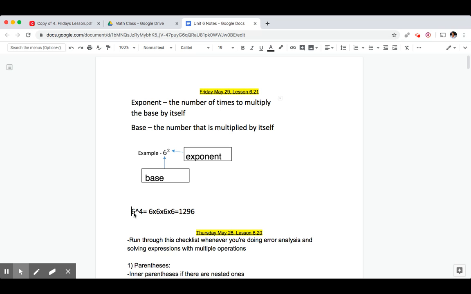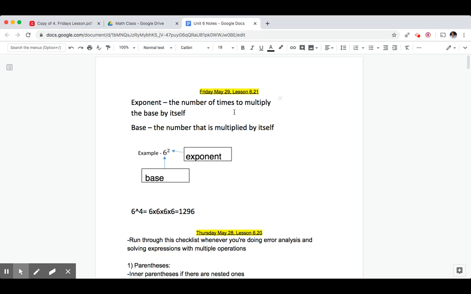Notice that we do not do 6 times 4. We do not multiply our base times our exponent. We multiply our base by itself depending on the exponent.